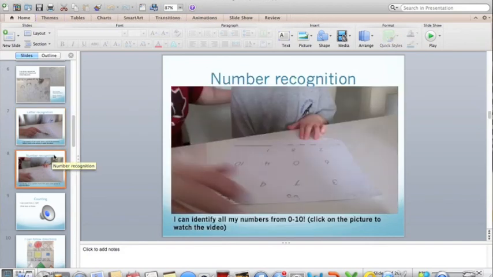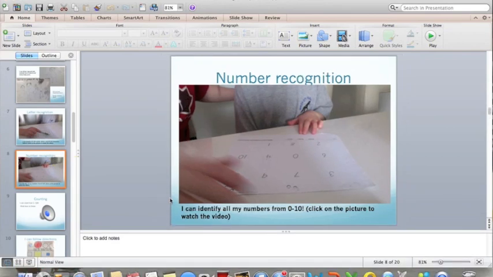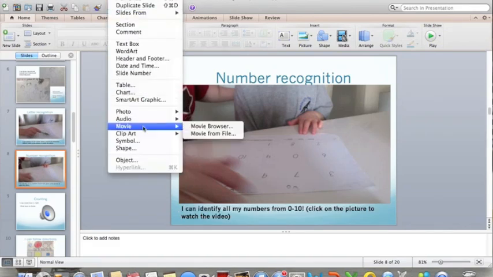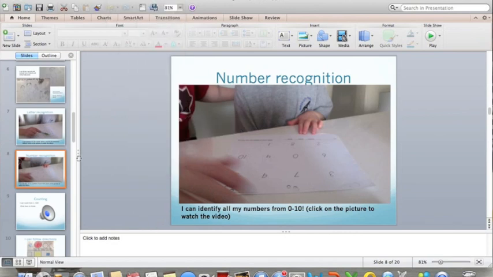The next slide is the number recognition, and it's the same idea. I just went through the numbers 0 to 10, which is included in the testing, and I did it in video form again. So to do this, I just went to Insert, to Movie, and I put a movie from File, and I just used the basic video camera from my Mac.